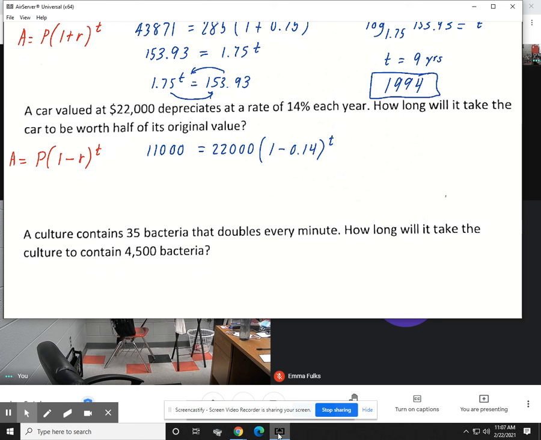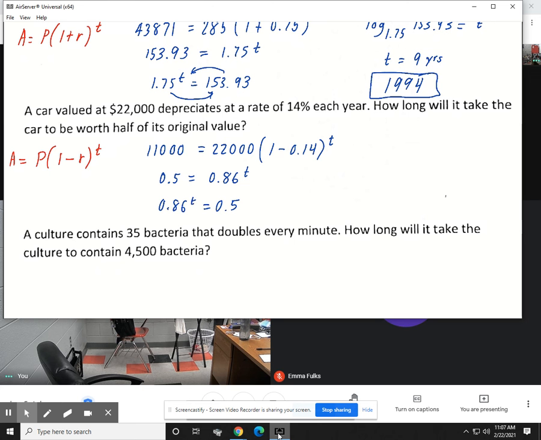So here we go. Here's the base of my T, right? 1 minus 0.14. What do I got to do with 22,000? Divide by 22,000. A lot of times people like to divide the big number by the small number. If you do that, this problem is wrong. You're dividing by 22,000. What's 11,000 divided by 22,000? It's 0.5. So 0.5 equals 0.86 raised to the T power. Let's swap that around. That's 0.86 to the T power equals 0.5.